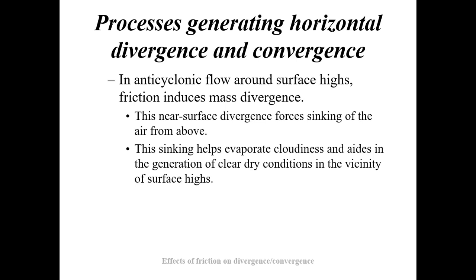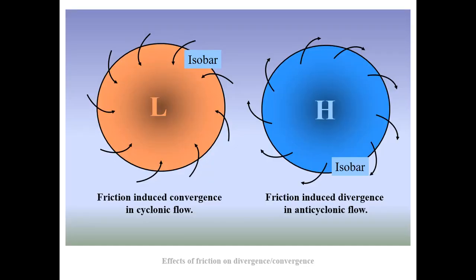And anytime you have air in the atmosphere vertically sinking, this helps evaporate clouds and aids in generation of clear, dry conditions. So there's your surface high and surface low. You notice the flow around high pressure in the northern hemisphere is clockwise, as indicated on the right by those black arrows, outward and away from the high pressure center.